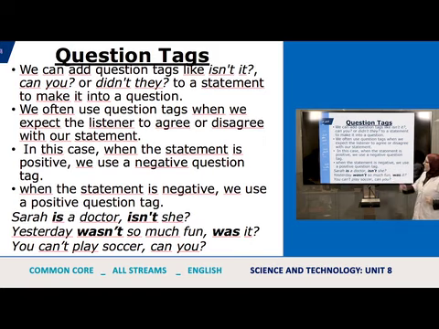The second example, yesterday wasn't so much fun. As you see over here, the sentence is in the negative form. We replace yesterday with it, and we replace wasn't with was, because as we said earlier, the negative form becomes positive. In the last example, you've got a modal verb which is can or can't, okay? And you've got other modal verbs that have the same form over here. So you can't play soccer, that's negative. The negative becomes positive, and we keep the same pronoun, okay?